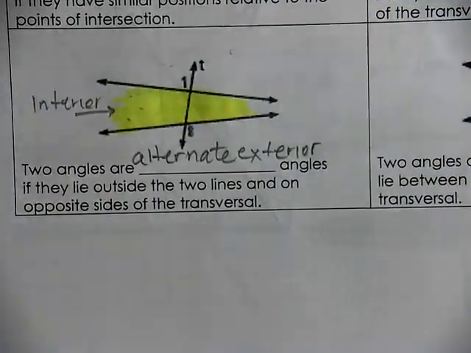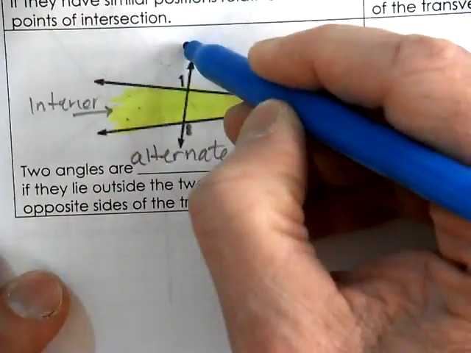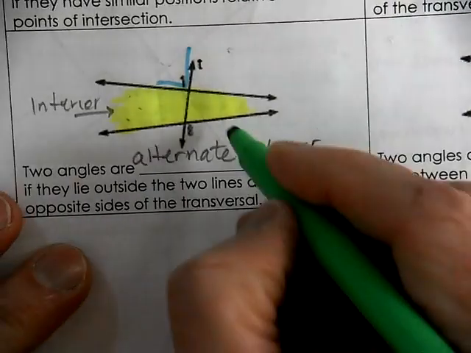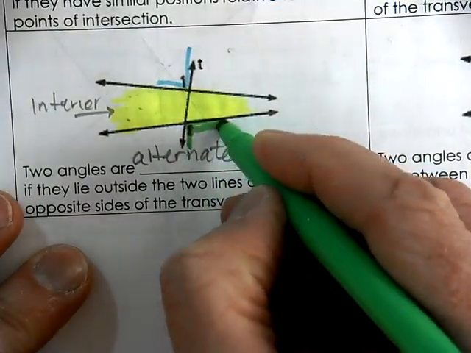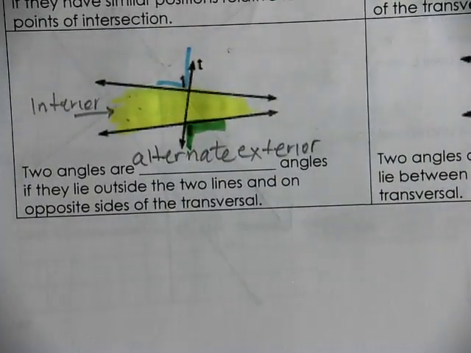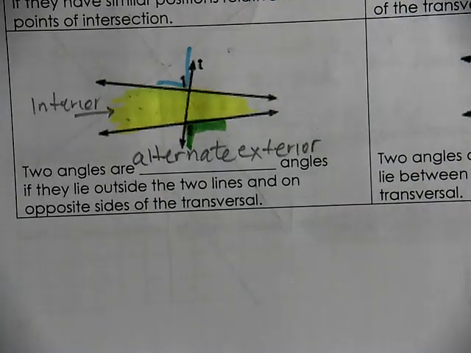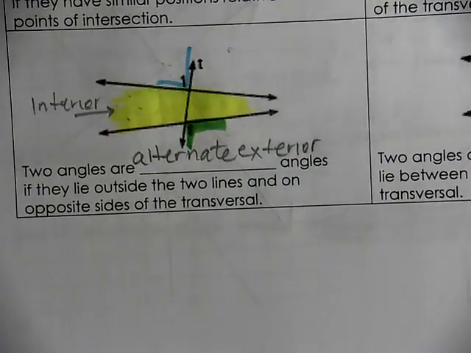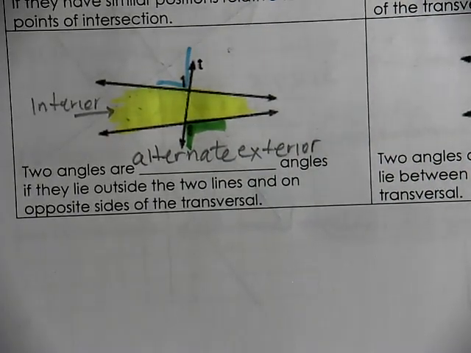Now, unfortunately, if we trace out angle 1 and we trace out angle 8, that doesn't really make a letter. Okay, so we don't have an F shape to call that or a Z shape to call that. That doesn't make either one of those. Okay, so that one's a little bit different. Haven't been creative enough to come up with what shape that's making.